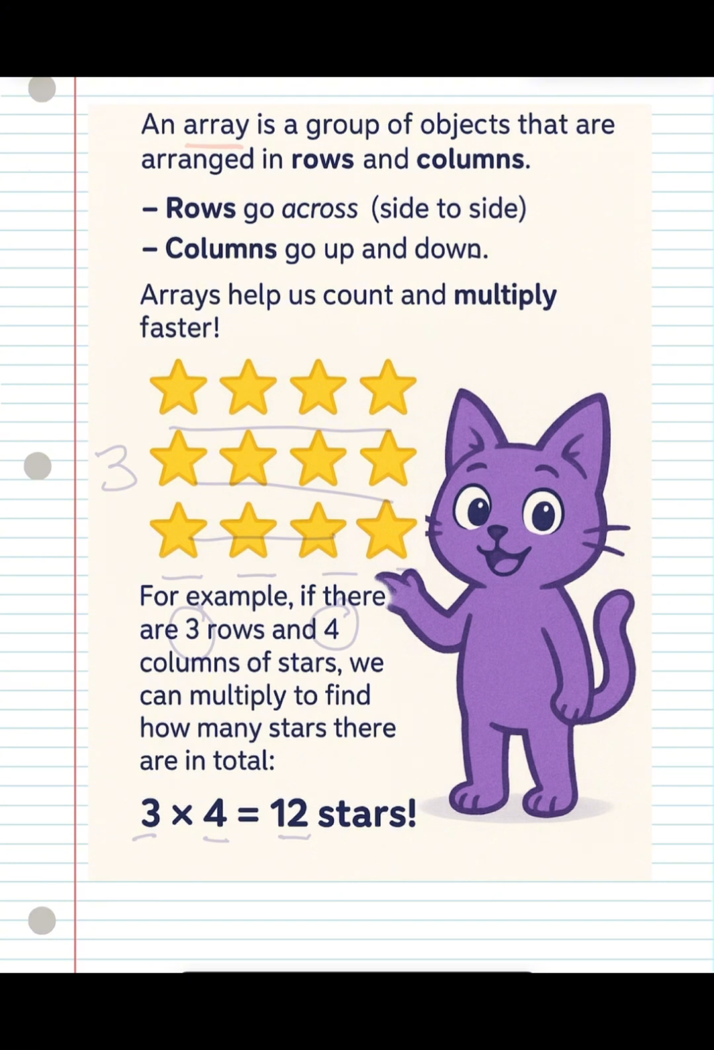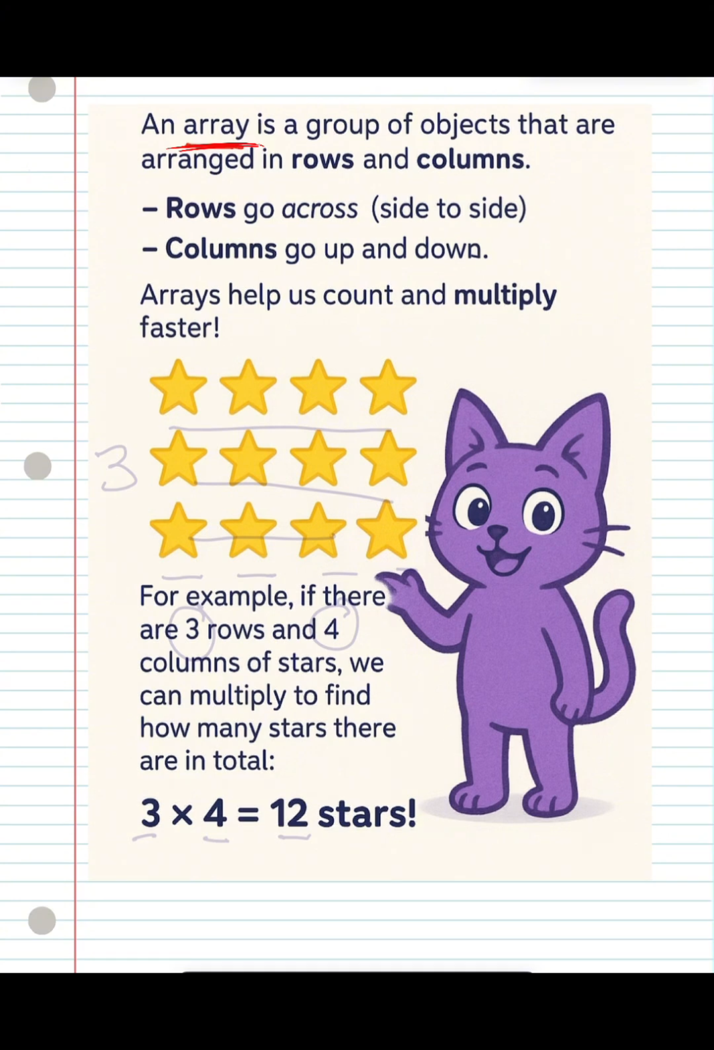Let's get started. An array is a group of objects that are arranged in rows and columns. Rows go across, so side to side, and columns go up and down. Arrays help us count and multiply faster.